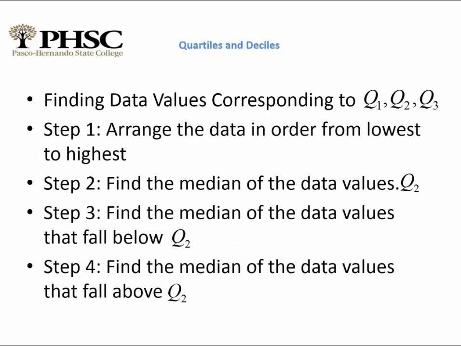So how do we do that? Finding the data values corresponding to Q1, Q2, and Q3: arrange the data in order from the lowest to the highest. Find the median of the data values, which is Q2. Find the median of the data values that fall below Q2, and then find the median of the data values that fall above Q2.